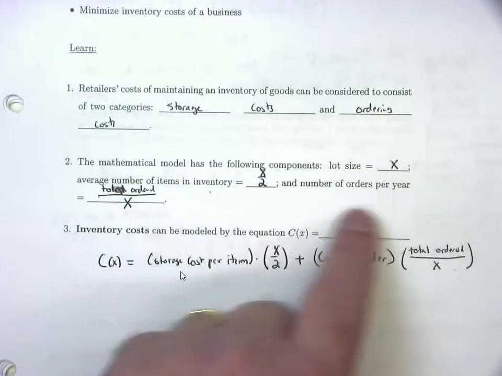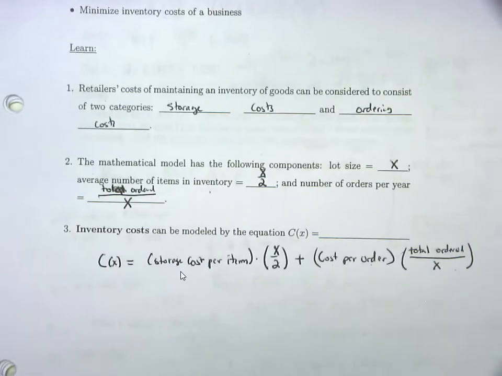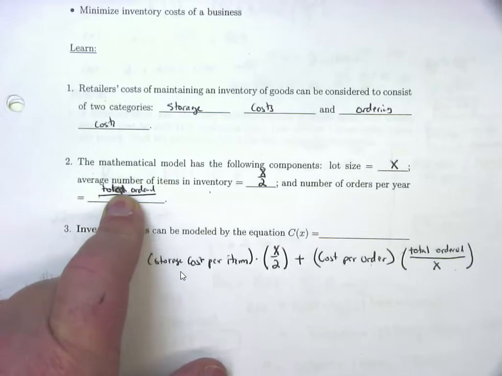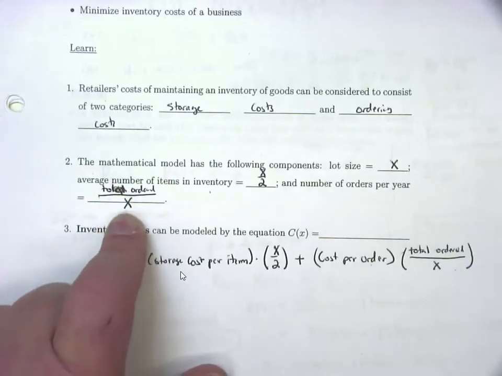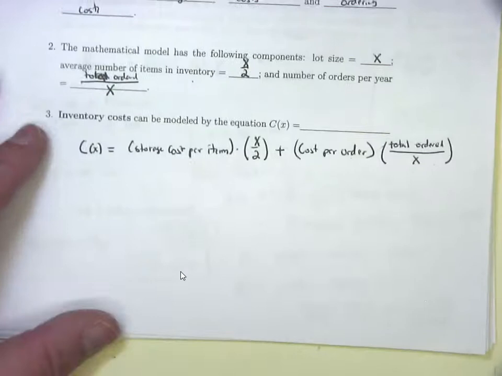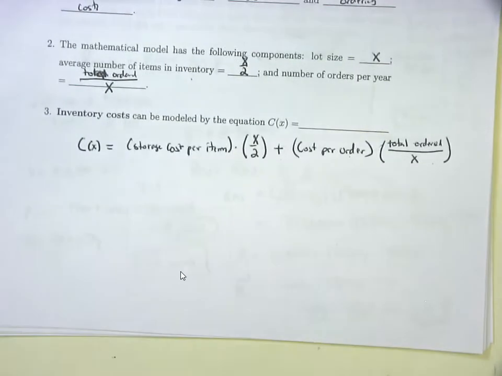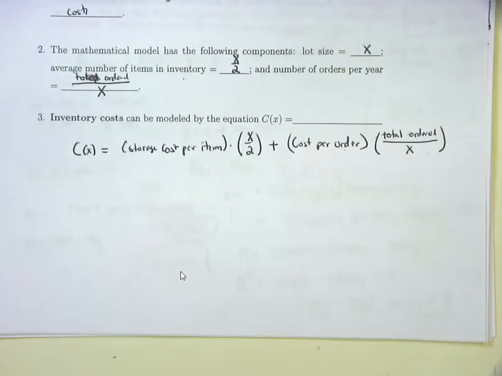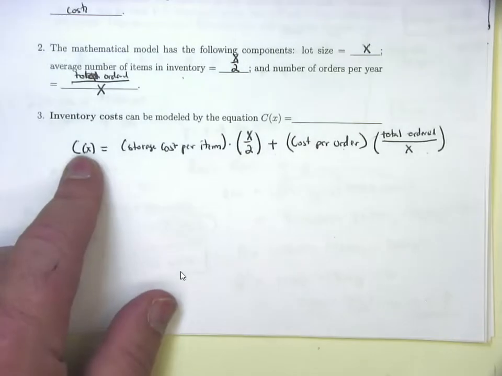And then the number of times a year you're going to order is the total order. So if you're talking about the year, how many objects you're going to need for the entire year, divided by X, the lot size, how much is in each order. And the big one you need to know is this one. C of X is equal to, which is your inventory cost formula. It's a cost formula, but this one's special. This is your inventory cost formula.